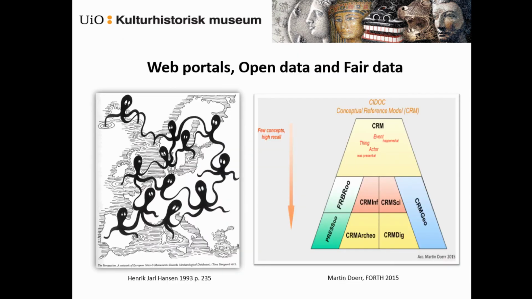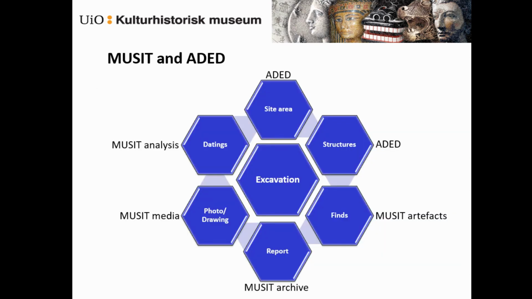So what we want to do, we have seen this once more today, and it's a very good illustration that Henrik Jarl Hansen did in '93, and it shows very early how to see this. It is a vision that existed very early, the importance of putting together information from databases in several countries. And to achieve this, we are building on the CIDOC CRM data model. So what we want to do is to present this in web portals as open data and FAIR data.